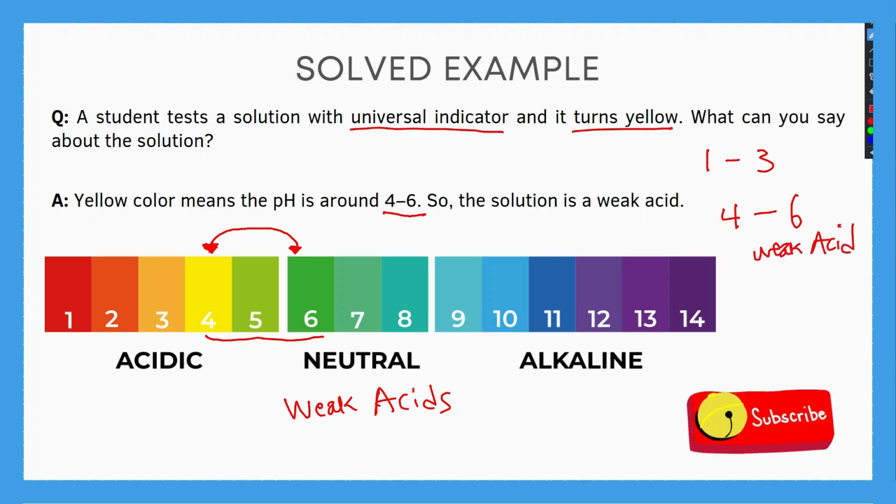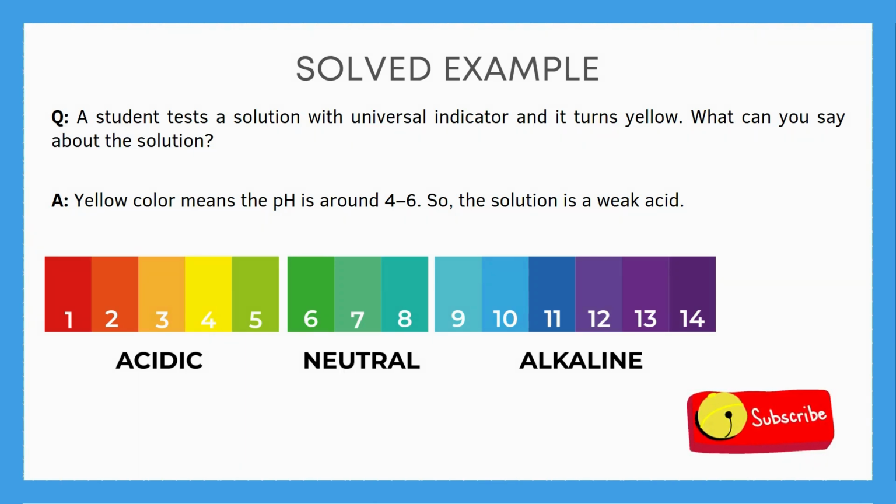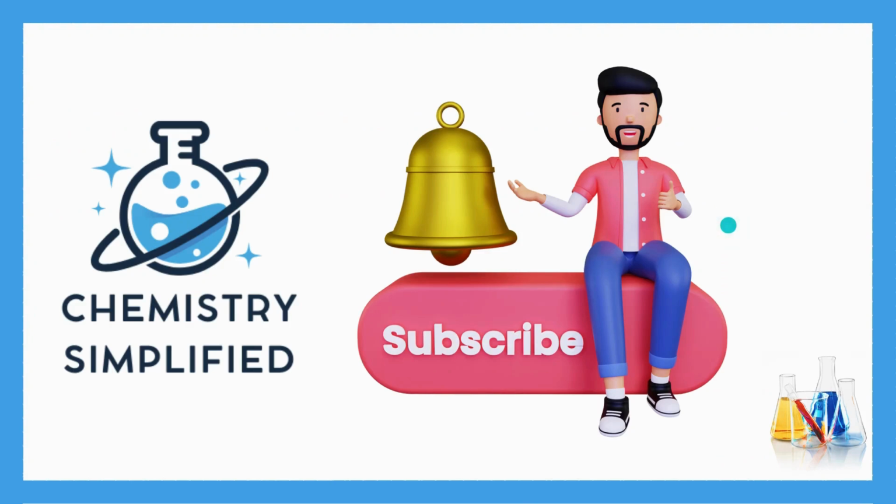So that's how you use your pH indicator and your universal indicator to determine if a substance is an acid or a base. Not just that, you can determine if it is a weak acid or a strong acid, or a weak base or a strong base. So that being said, we've come to the end of today's video, where we've talked about the pH scale and how to use indicators to identify bases and acids.